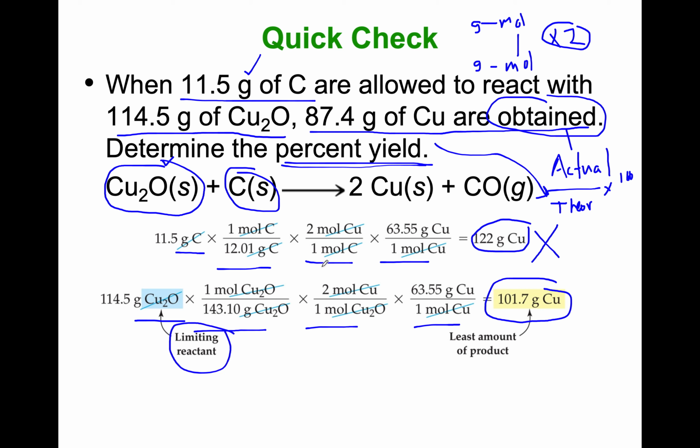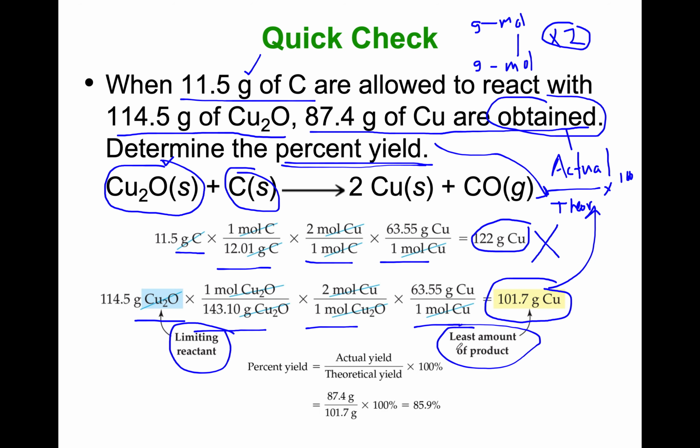It runs out, and this would not form. This is the least amount of product. If that's the least amount of product, that's the theoretical yield. So 101.7 theoretical yield, the actual 87.4. That comes from the problem because you're doing this in the lab and collecting, and that's your overall yield.